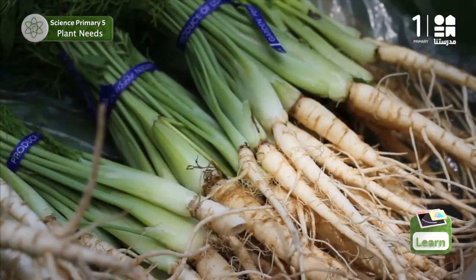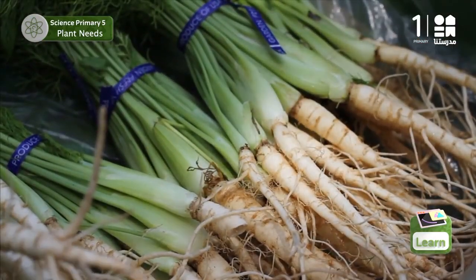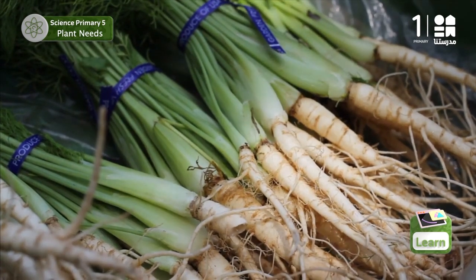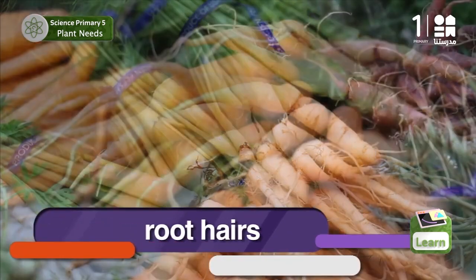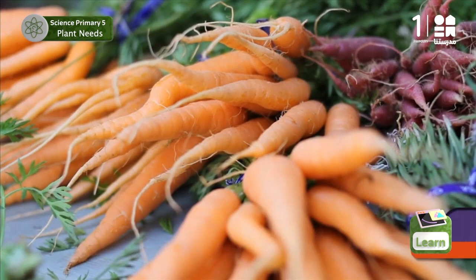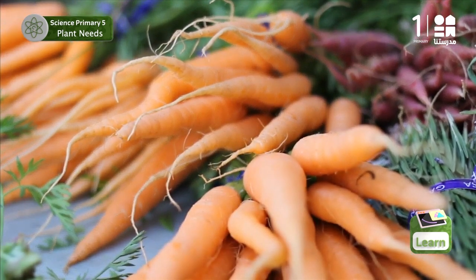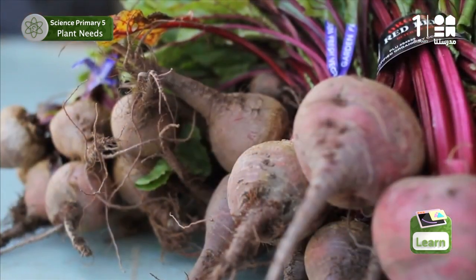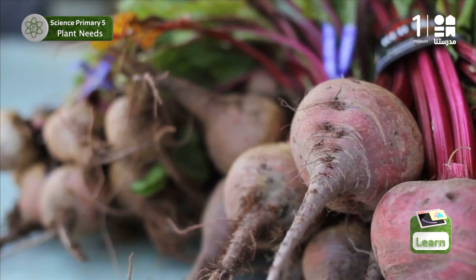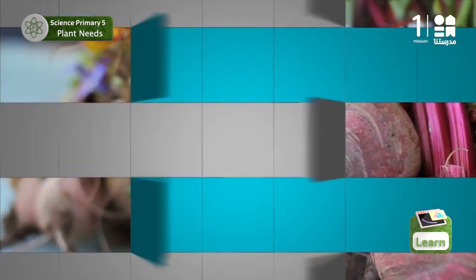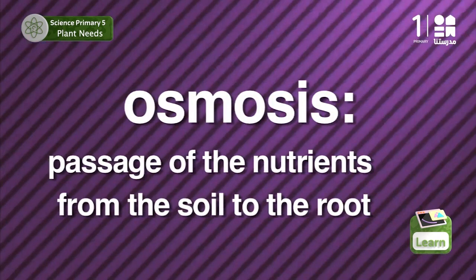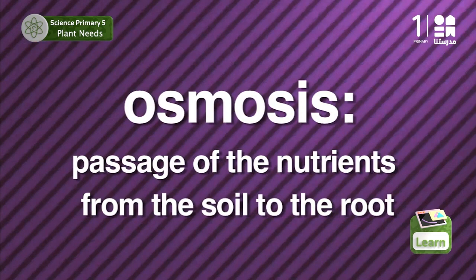If you take a look at these plant roots, you'll see little hair-like things. They are actually called root hairs. Root hairs are important because they allow the plant to make more contact with the soil. They give the plant the ability to increase the amount of water and nutrients it can take in. Osmosis is the passage of the nutrients from the soil to the root.